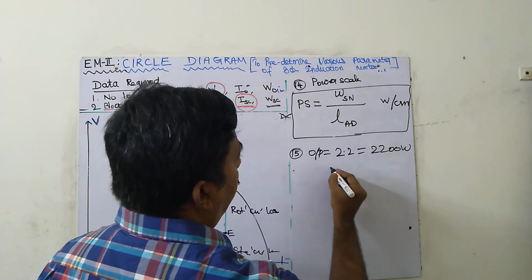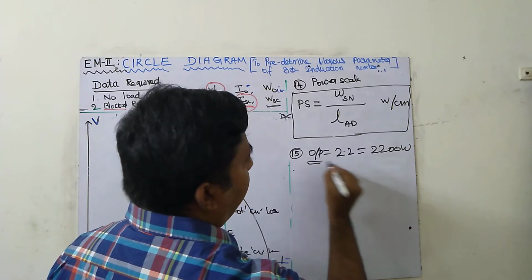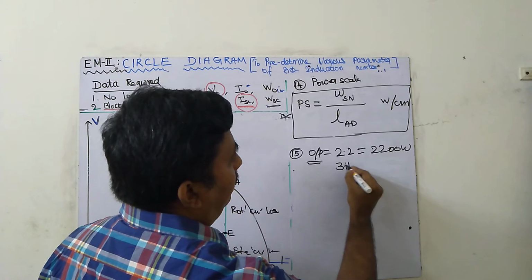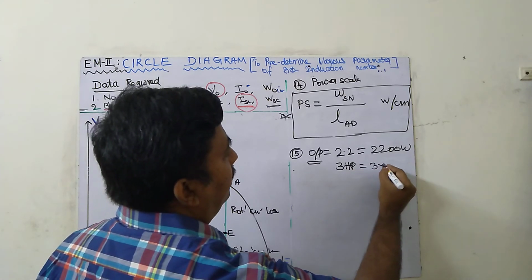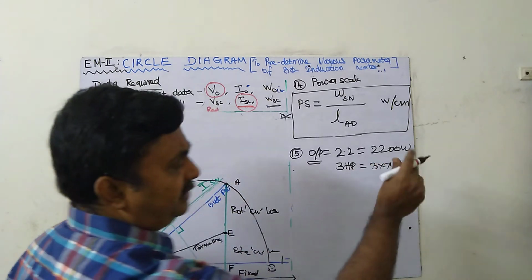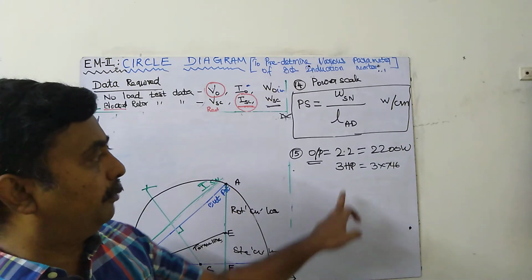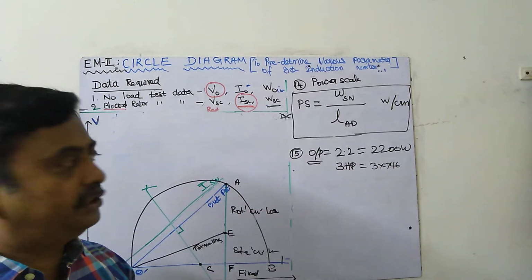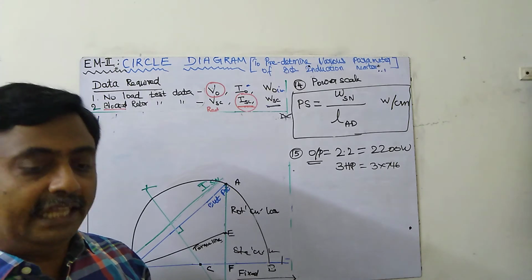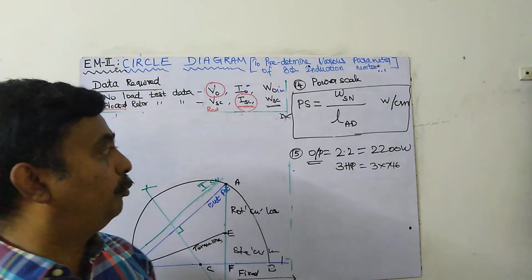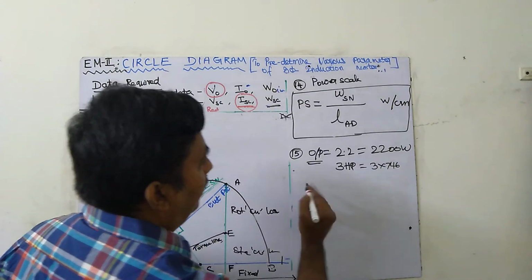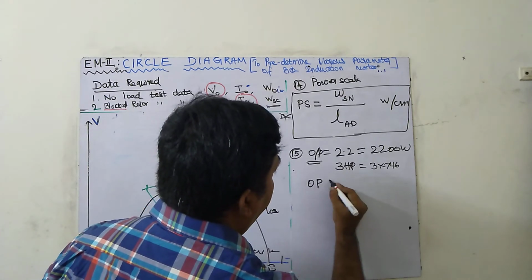Suppose the output power in the nameplate is in horsepower. Suppose it is 3 HP, then 3 into 746 or 746 point something. If you multiply, you will get watts. First you have to convert it into watts. Then you have to convert this output power into centimeter. We have to calculate the output power in centimeter.